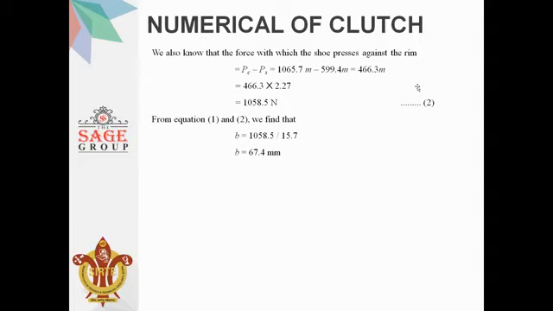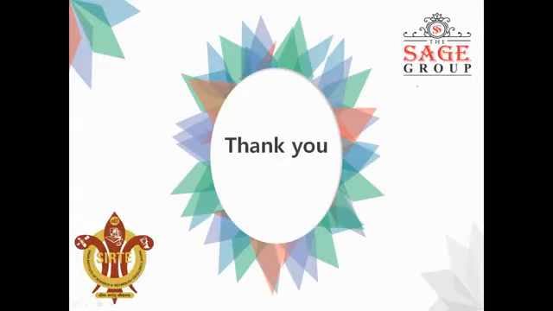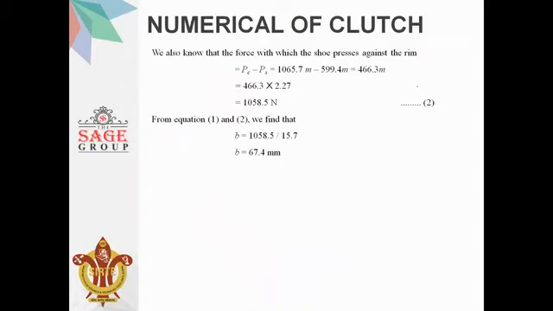Now from equation number 1 and equation number 2, we will find that b is equal to 1058.5 divided by 15.7. So here b will be equal to 67.4 mm. So like this we will find out the values of l and b, the principal dimensions.